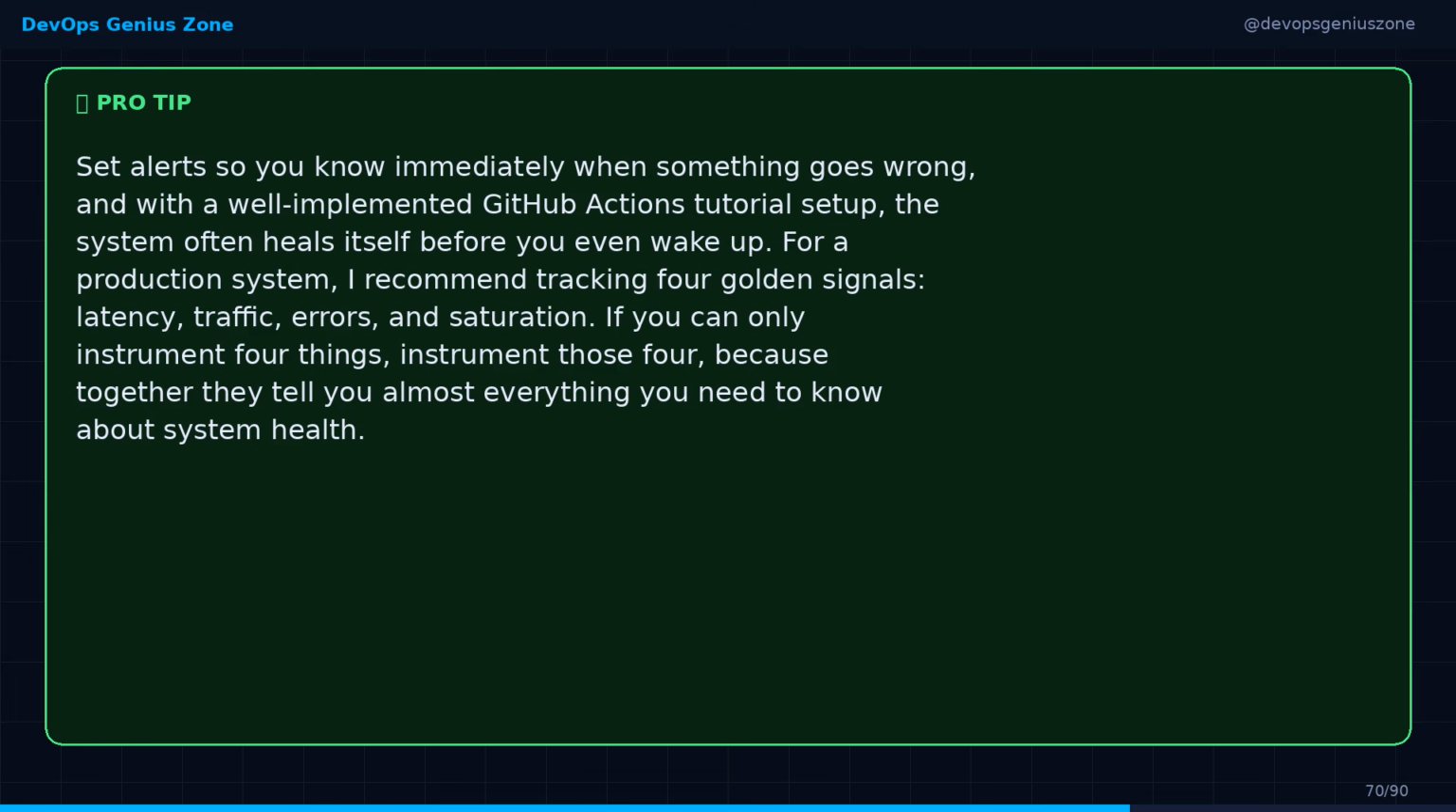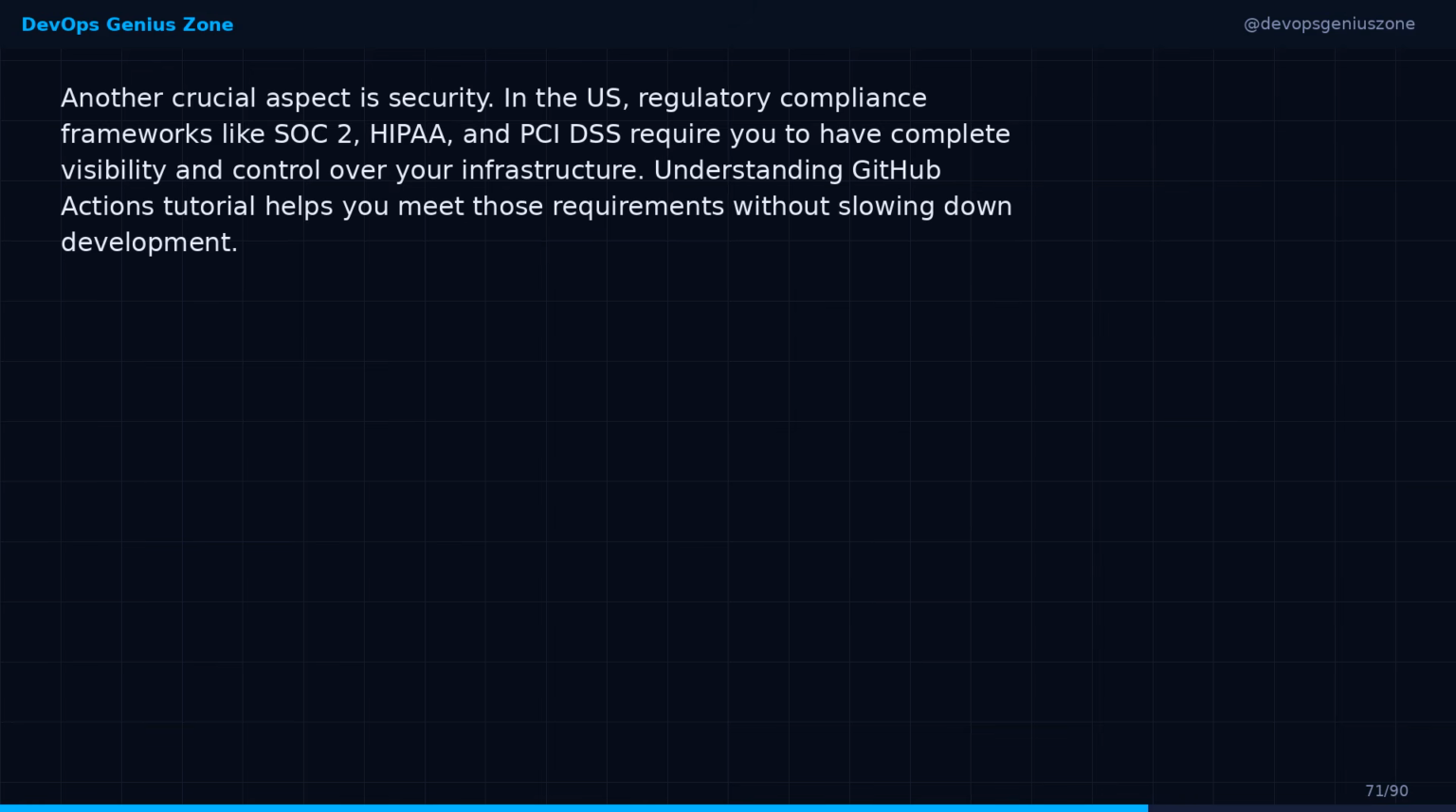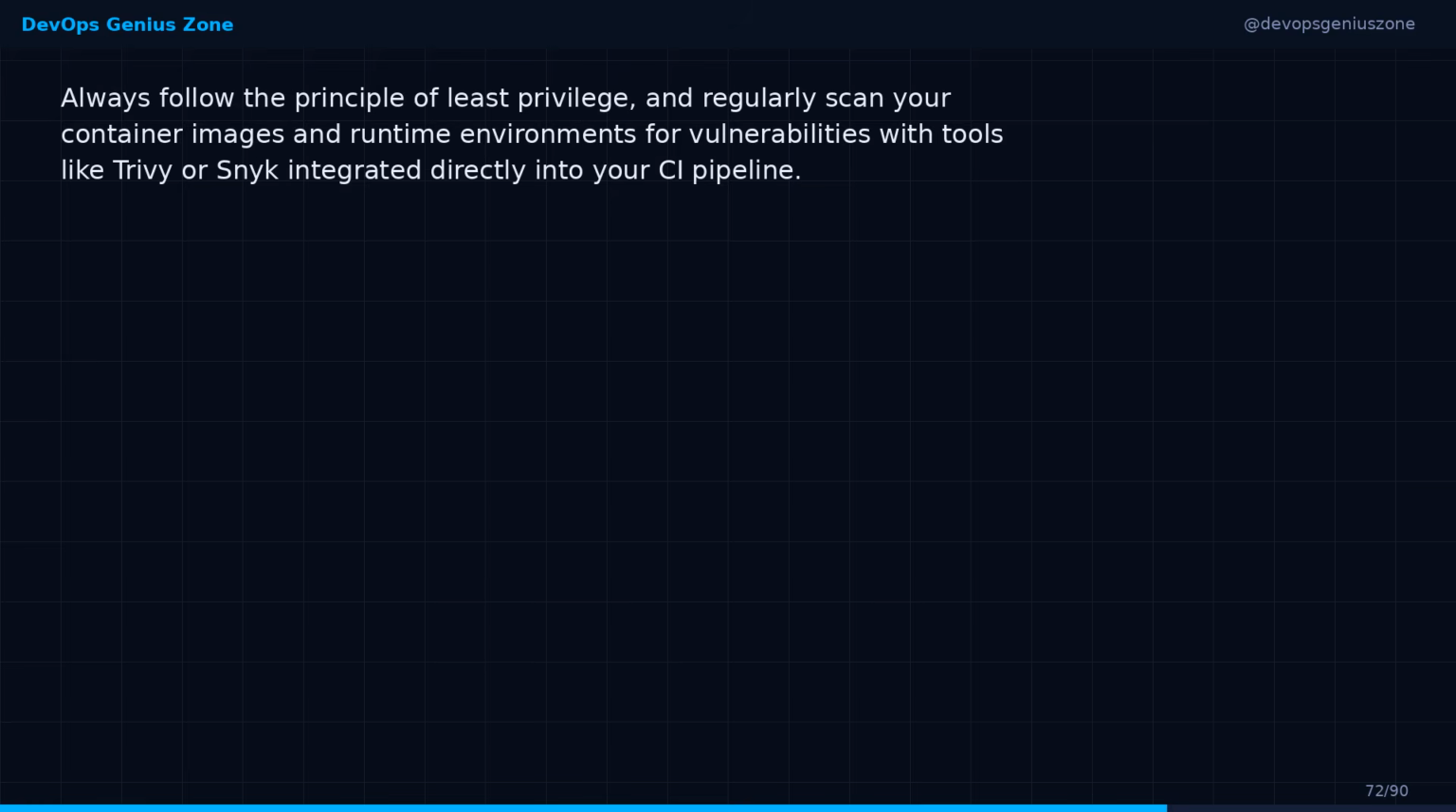Another crucial aspect is security. In the US, regulatory compliance frameworks like SOC 2, HIPAA, and PCI DSS require you to have complete visibility and control over your infrastructure. Understanding GitHub Actions tutorial helps you meet those requirements without slowing down development. Always follow the principle of least privilege, and regularly scan your container images and runtime environments for vulnerabilities with tools like Trivy or Snyk integrated directly into your CI pipeline.